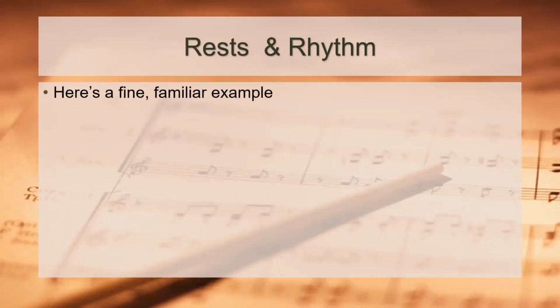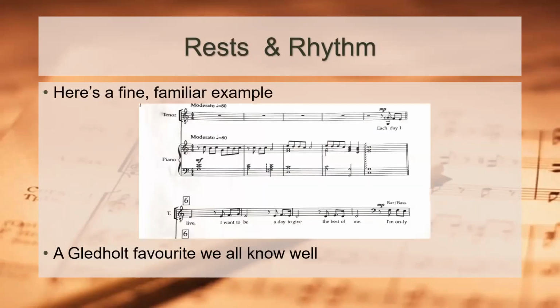Here's a fine familiar example. I think it's a Gledholt favourite. We all know it well, that is One Moment in Time. Now you'll see at the beginning we have 4 full bars of silence while the tenors listen to the intro, awaiting their time to come in. So there's 4, each of those 4 bars has a full bar of rest as indicated by the black oblong, the spider hanging from the line above the middle line, a full bar or a semibreve rest.